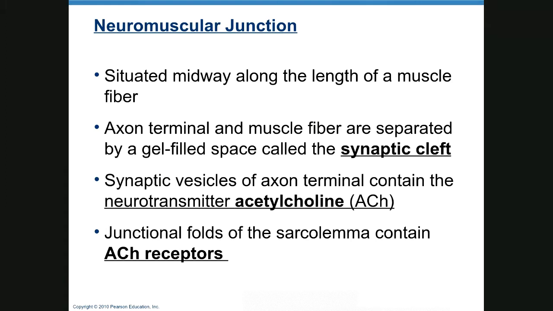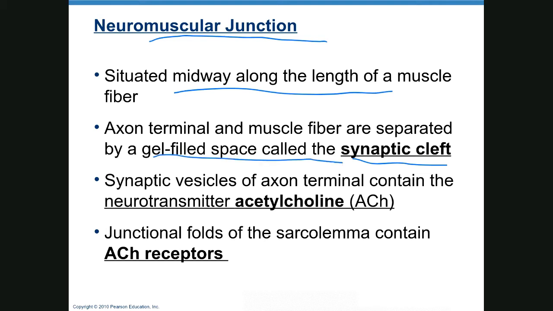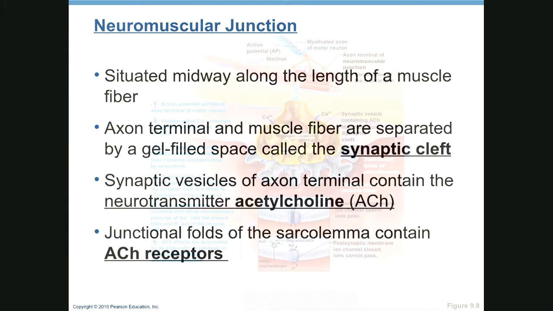Now, the neuromuscular junction is situated about halfway along the muscle fiber, and you have a cleft, the synaptic cleft, and it has a gel or fluid-filled space, and vesicles that contain the neurotransmitter acetylcholine are released into that space, and the sarcolemma has acetylcholine receptors that then start the whole action potential process.